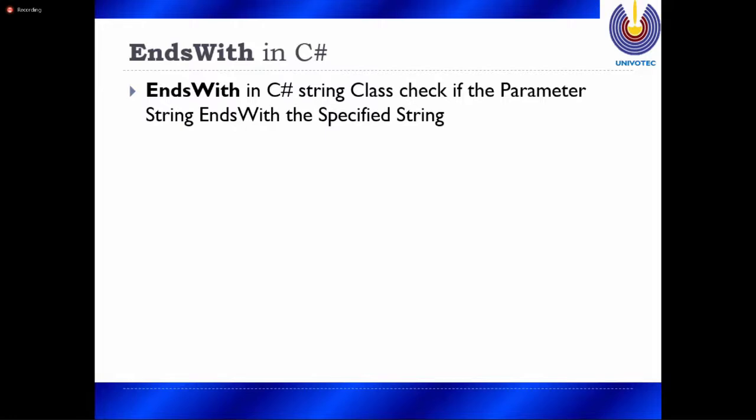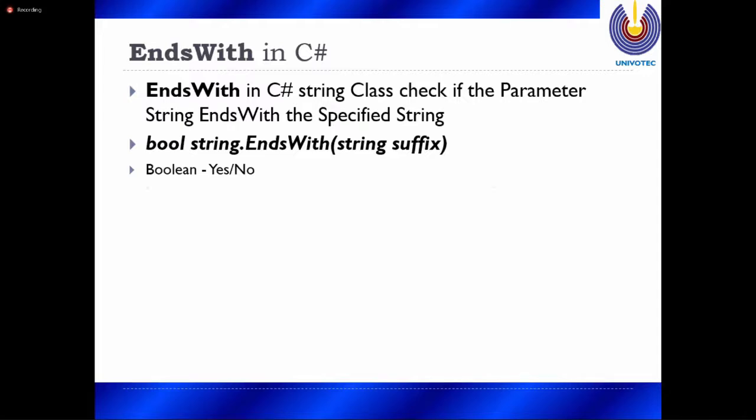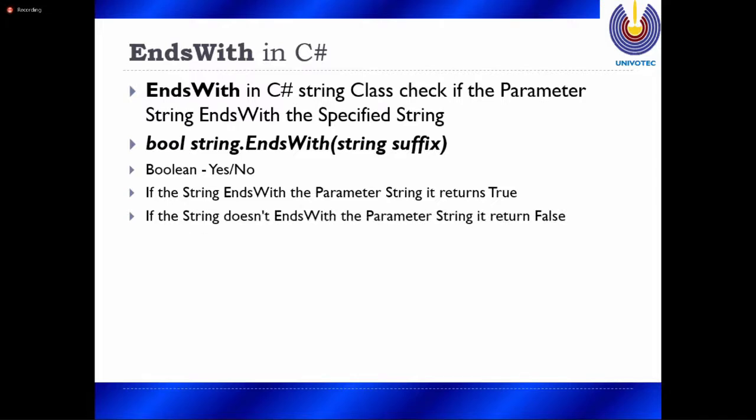EndsWith in the C# string class checks if the string ends with the specified parameter string. bool string.EndsWith(string suffix). It also returns true or false, like Contains. If the string ends with the parameter string, it returns true. Otherwise, if the string doesn't end with the parameter string, it returns false. You get a Boolean, true or false.